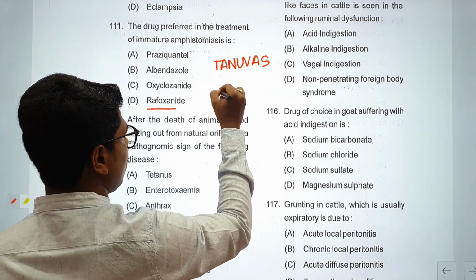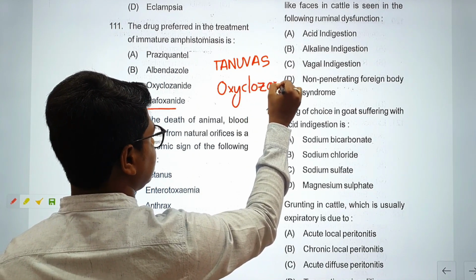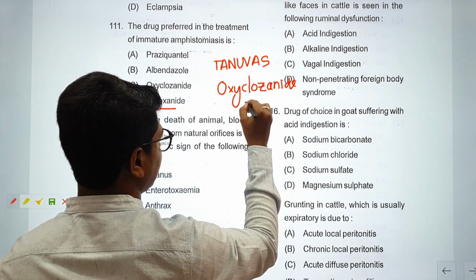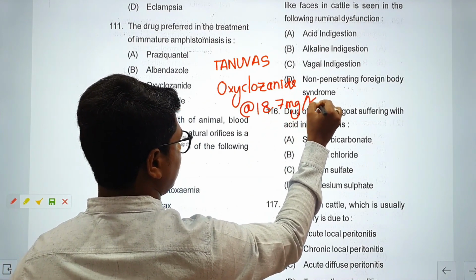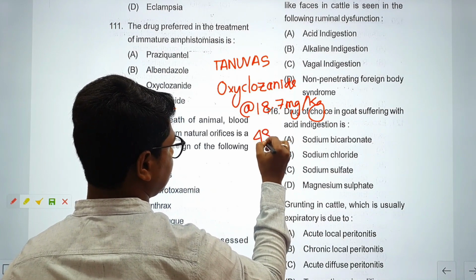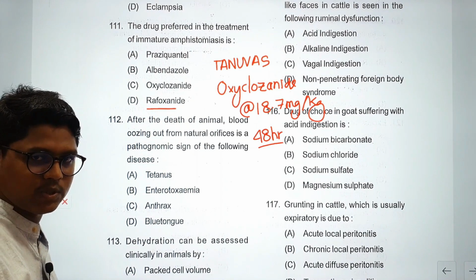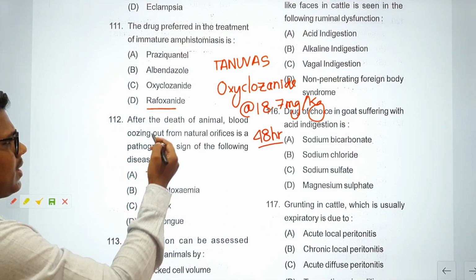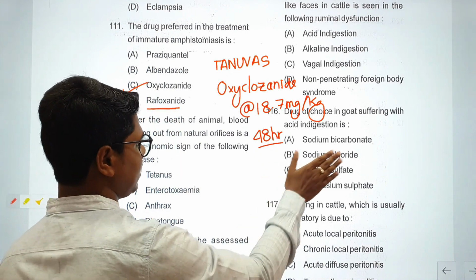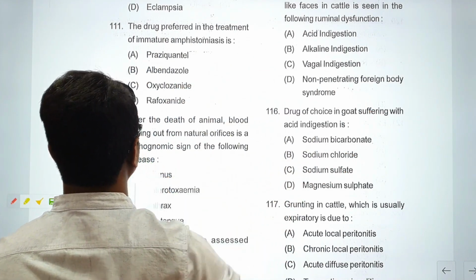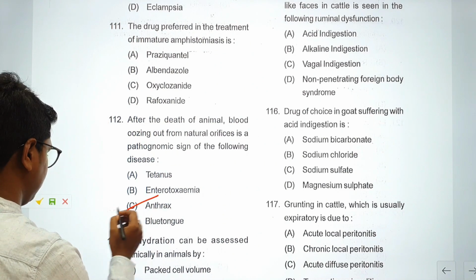where they used oxyclozanide at the dose rate of 18.7 mg per kg body weight, 2 shots at 48-hour interval. Okay, they are also effective for immature amphistomiasis. So this is controversial, but in your answer key it is rafoxanide, but you can give oxyclozanide. In my opinion, it should be oxyclozanide. After the death of the animal, blood oozing out from natural orifices is anthrax, very common question.